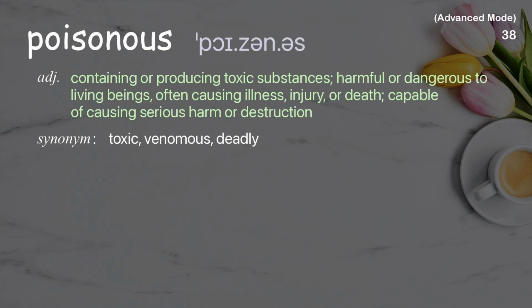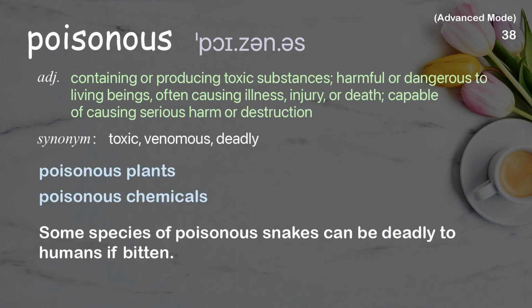Poisonous. Containing or producing toxic substances; harmful or dangerous to living beings, often causing illness, injury, or death; capable of causing serious harm or destruction. Examples: Poisonous plants. Poisonous chemicals. Some species of poisonous snakes can be deadly to humans if bitten.